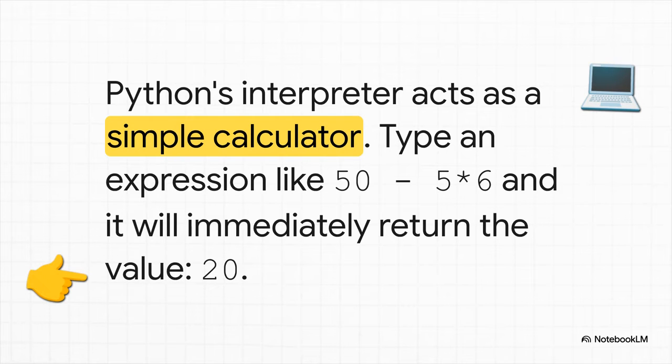You can type in a totally normal math expression, just like you would on a piece of paper. You type 50 minus 5 times 6, hit enter, and Python just does the math. It knows the order of operations, does the multiplication first, and boom, it spits out the answer, 20. This immediate back and forth is perfect for just trying things out and seeing what happens.